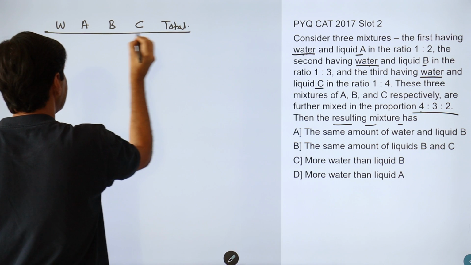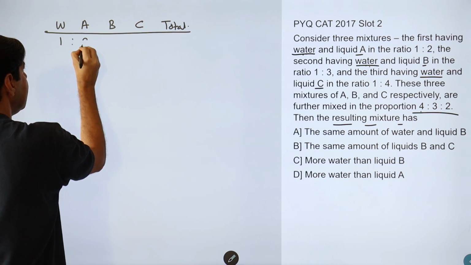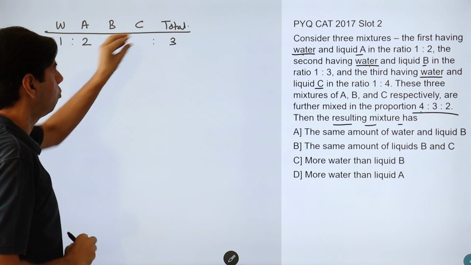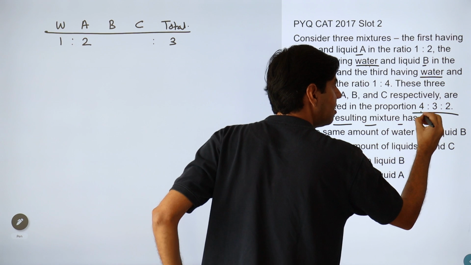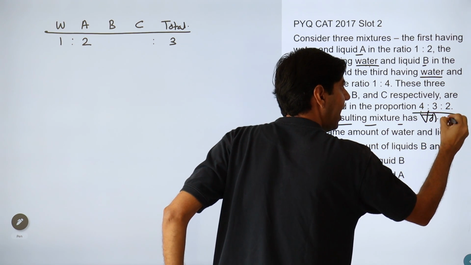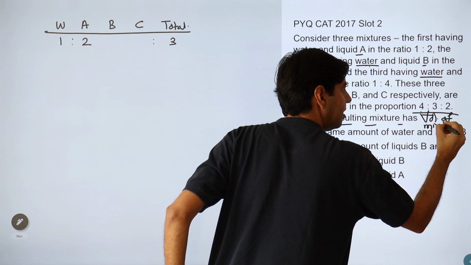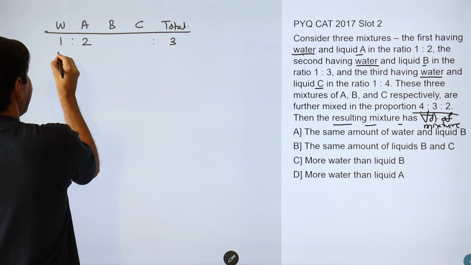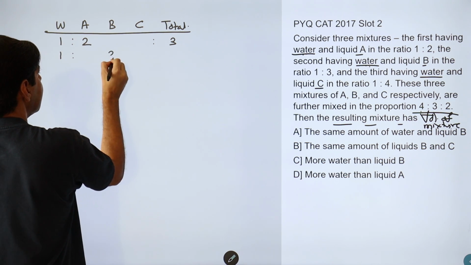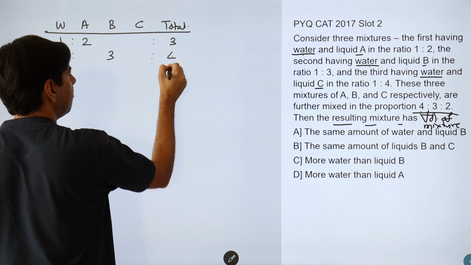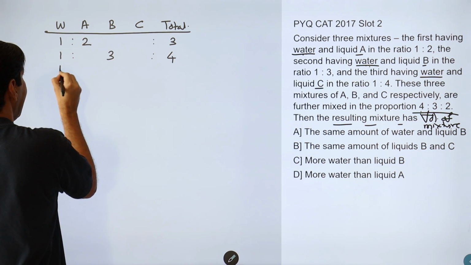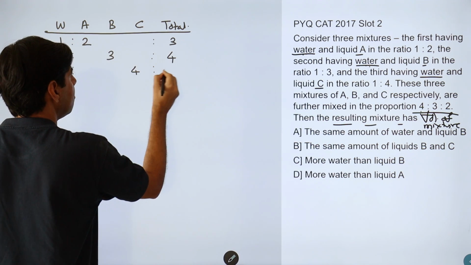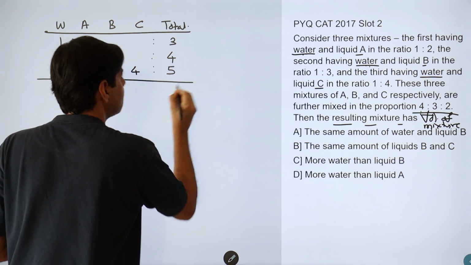And I would also be talking about the total. So in the first solution I am given that there's water and A in the ratio 1:2, and that 1:2 I will add up to get the total also. Why total volume? Because this is the volume of the entire mixture, not the water or A alone, but both together. And the second one is water and B in the ratio 1:3, so the total will become 4. And the third has water and C in the ratio 1:4, the total will become 5. So this is what is given.